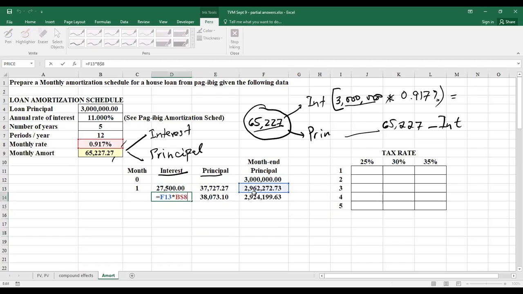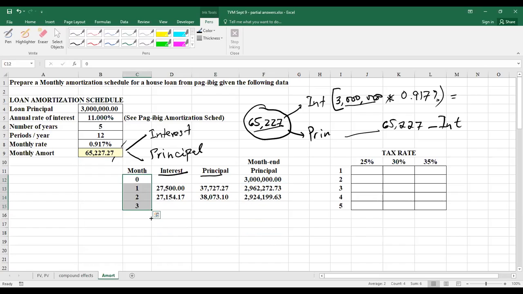Ang interest mo is the previous month balance times yung monthly interest. Tama. Tapos ang principal mo is whatever your monthly amortization is minus the interest payment. Okay, tama. And then yung month end mo, principal balance minus yung principal. Okay? So, gawin lang natin itong 2, 3, hanggang sa ano to?